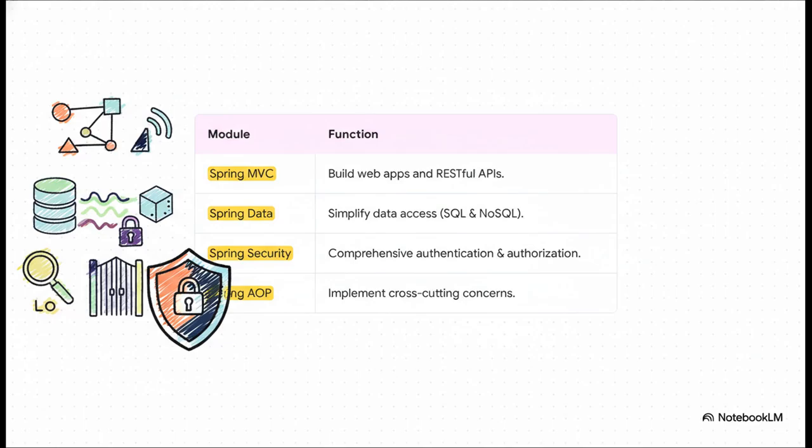Spring MVC is the absolute standard for building web apps and APIs in Java. Spring Data is amazing. It makes connecting to databases, whether they're old-school relational ones or modern NoSQL ones, almost trivial. Spring Security is the gold standard for authentication and authorization. I mean, it is the way you lock down your Java apps. And then you've got something cool like Spring AOP, which lets you handle things like logging or performance monitoring across your entire application without cluttering up your main code.